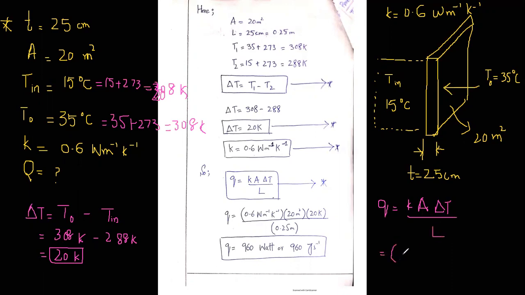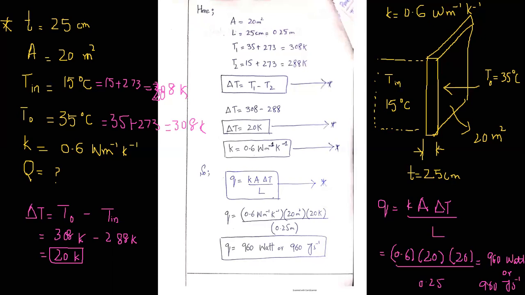The value of K is 0.6, area is 20, delta T is also 20, and length is 0.25. This equals 960 watts, or in SI units, 960 joule per second. So this is the complete solution.